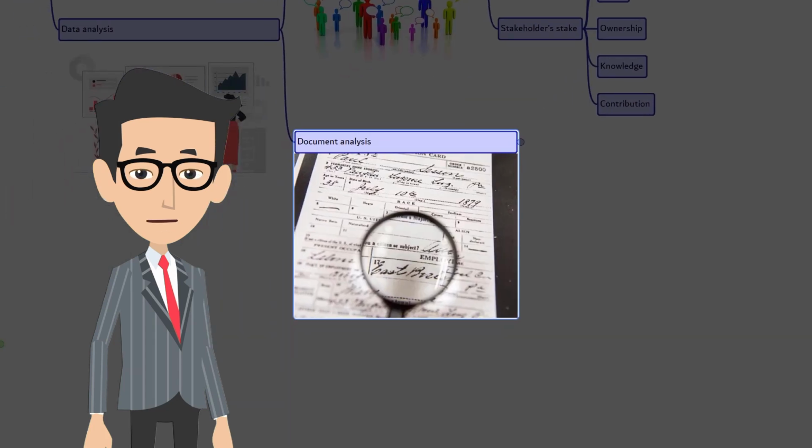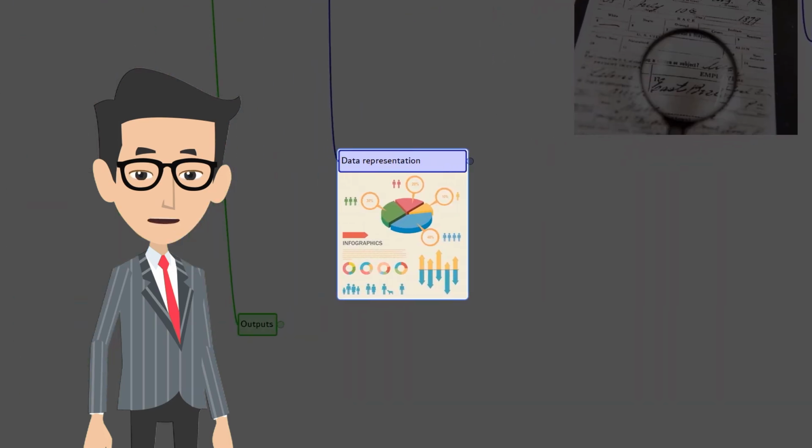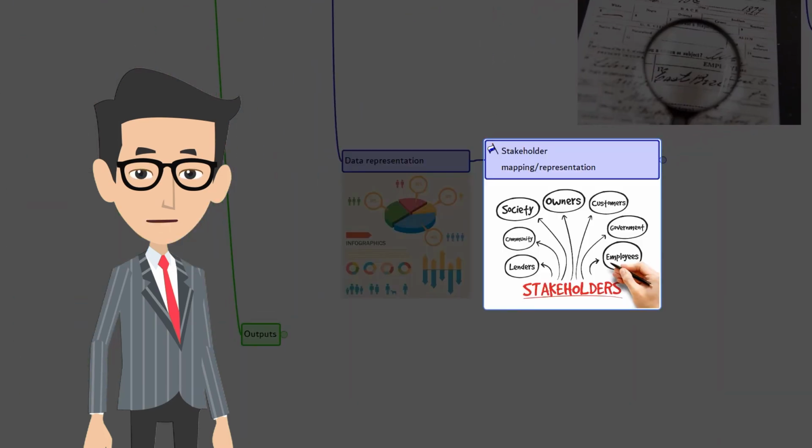Document analysis. This is about assessing the previous project files. Lessons learned can help to identify stakeholders, collect information about the stakeholders, and the stakes in the project. The fourth tool and technique is data representation. Here, it's stakeholder mapping or representation.